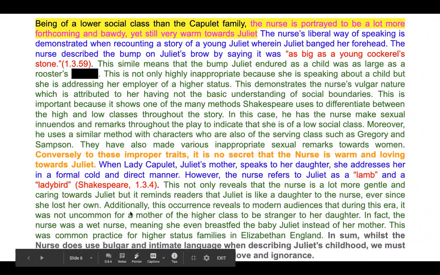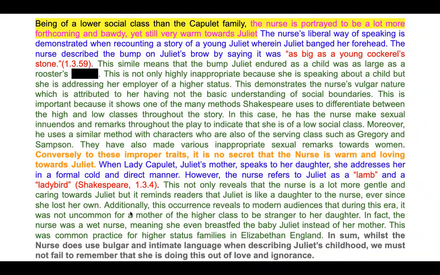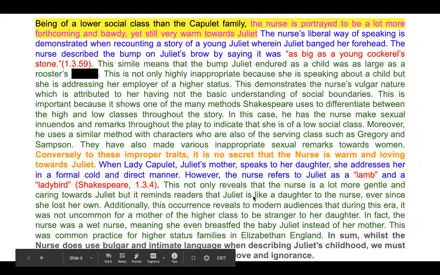Additionally, this occurrence reveals to modern-day audiences it was not uncommon for a mother of a higher class to be a stranger to her daughter. In fact, the nurse was a wet nurse, meaning she breastfed the baby Juliet instead of her mother. This was common practice for higher status families in Elizabethan England. So level 3 there.